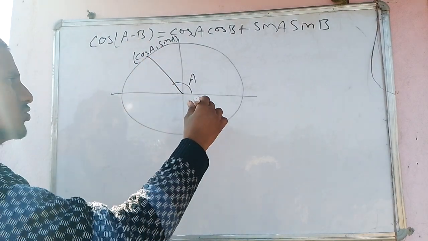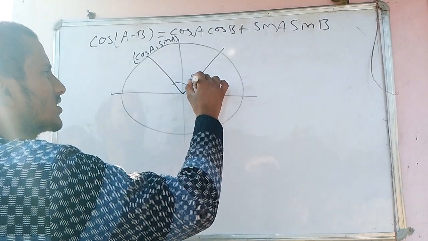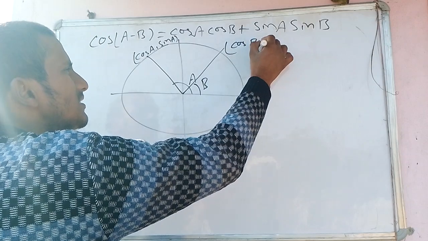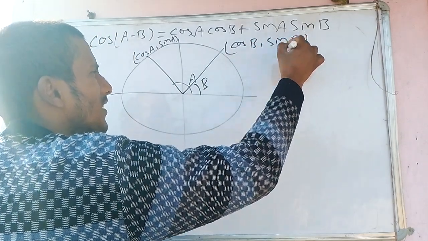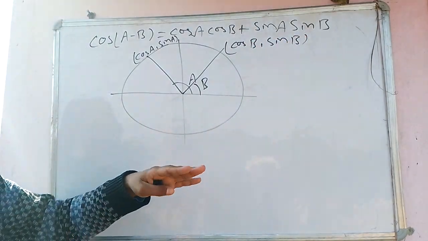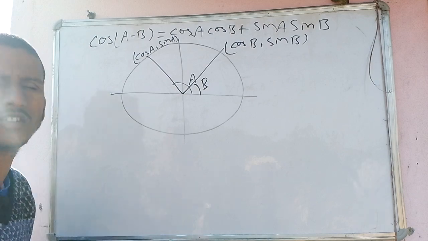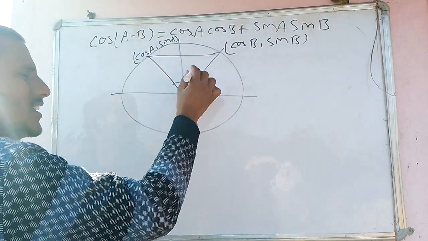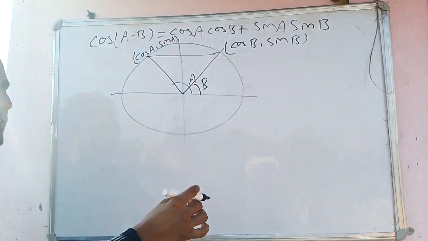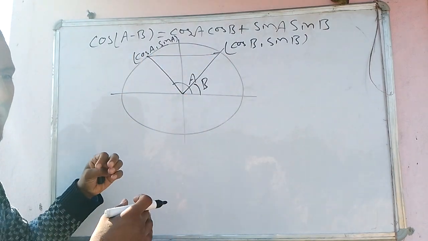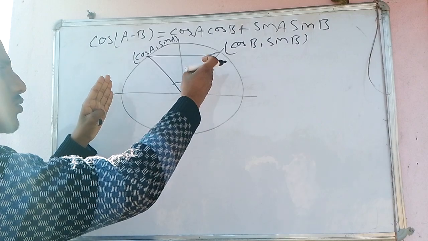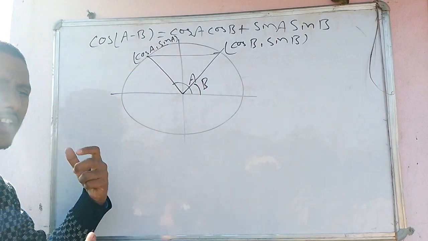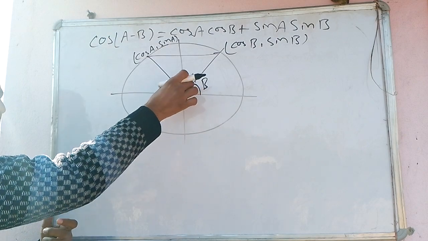Okay, and I'm going to draw another angle, which is, let's say, B. Coordinate of this will be cosine B, sine B. Okay, this is how we proved it. Again, this is true for any quadrant. And this here is going to be what? This chord has the central angle of measurement A minus B. Does that make sense? This angle is going to be A minus B.